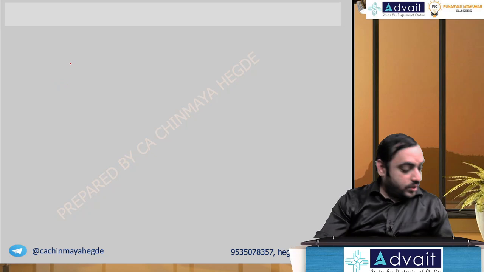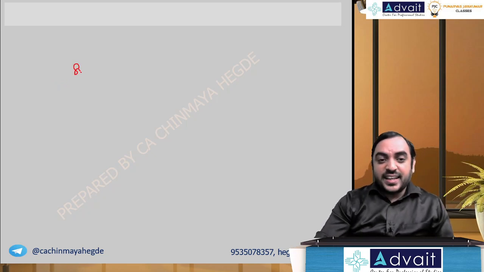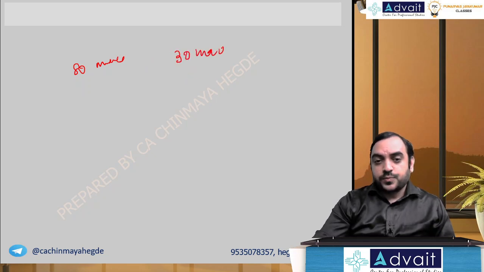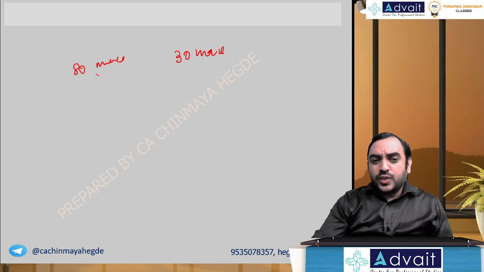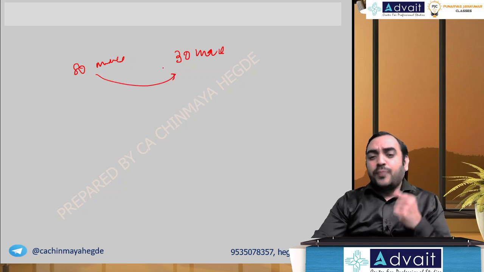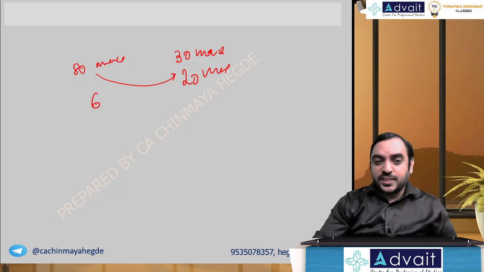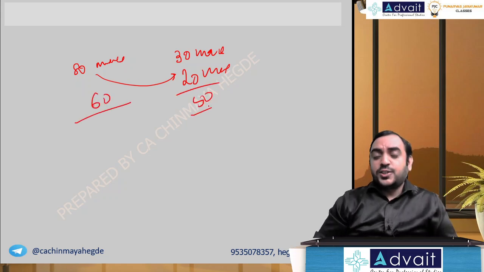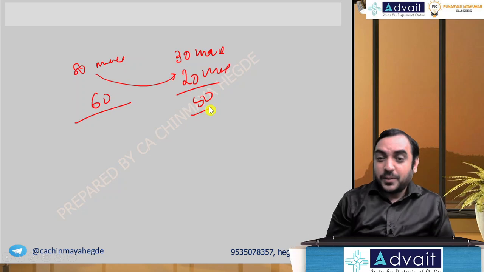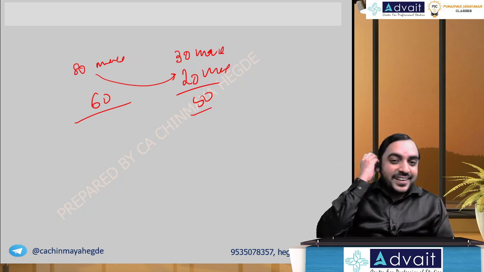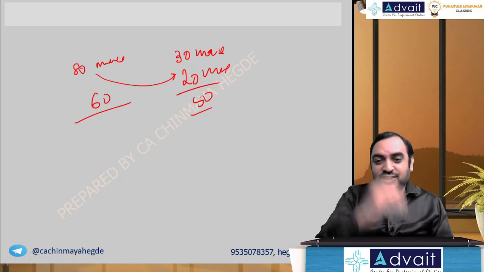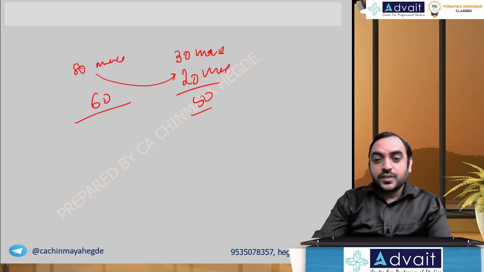Suppose you scored 80 marks and your friend scored 30 marks. Your friend will tell you, give me some marks, some 20 marks. So you have 60 marks with you, I will have 50 marks, and both of us can pass. I mean, it will not happen, but just imagine. That's what cap and trade means.